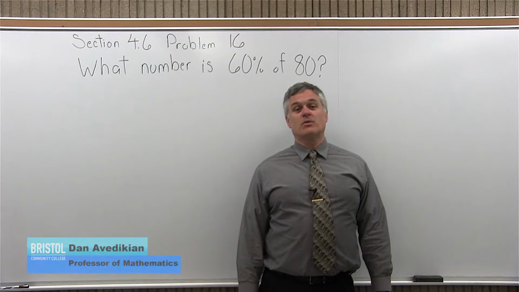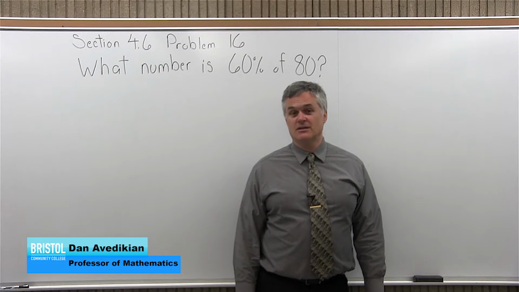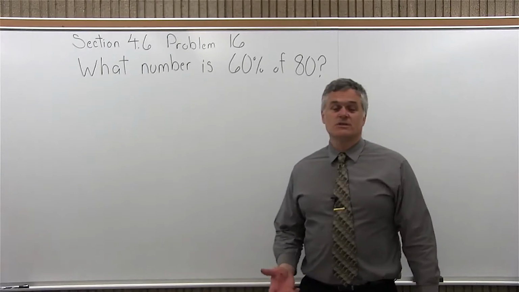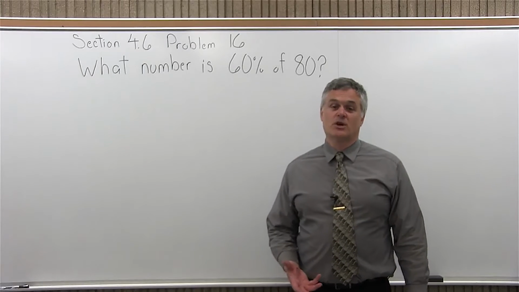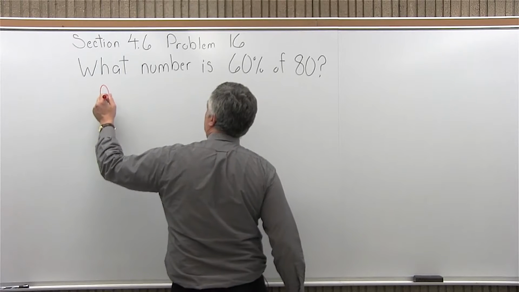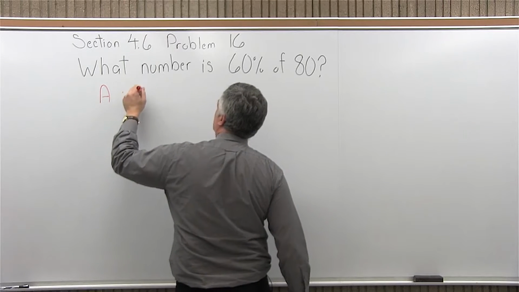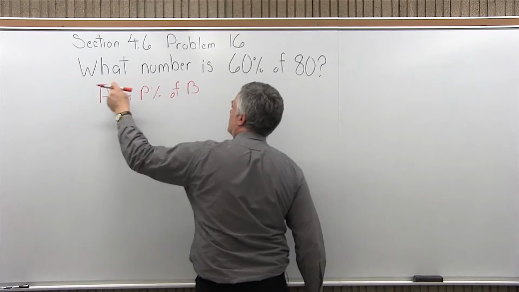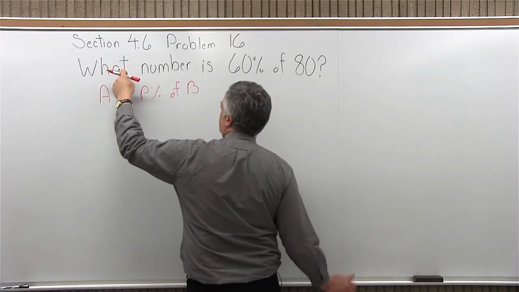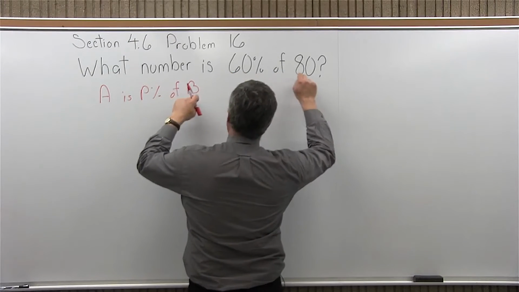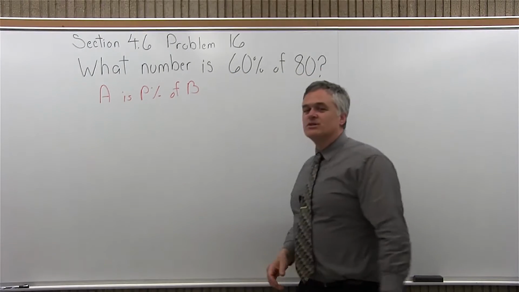This is Section 4.6, Problem 16. It says, what number is 60% of 80? To do this, we're going to set it up as a proportion and solve our proportion. To use that proportion method, the question should be in the form A is P% of B. That's really what we have. A, what number, that's the unknown, is 60% of something else, in this case 80. So it's in the right form.